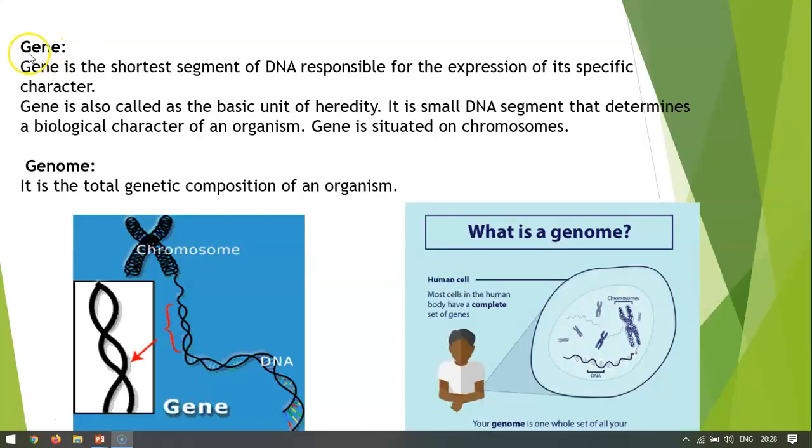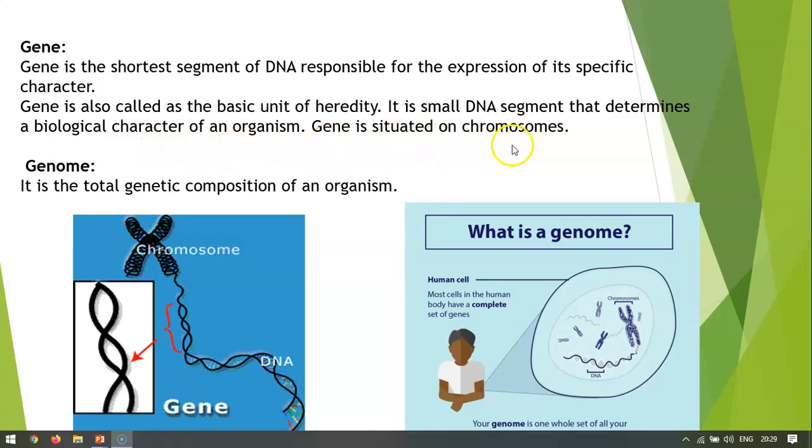The next important term is gene. It is a particular segment of DNA which is responsible for inheritance and expression of a particular character. The term was first coined by Johansen. Genes is the shortest segment of DNA responsible for the expression of its specific character. Gene is also called as the basic unit of heredity. It is basically a small DNA segment that determines a biological character of an organism.